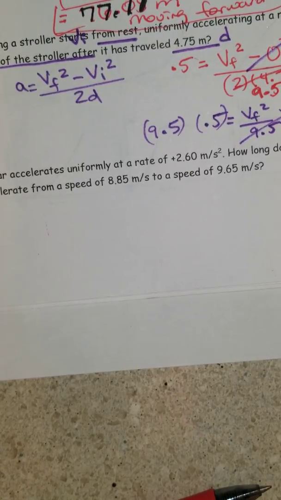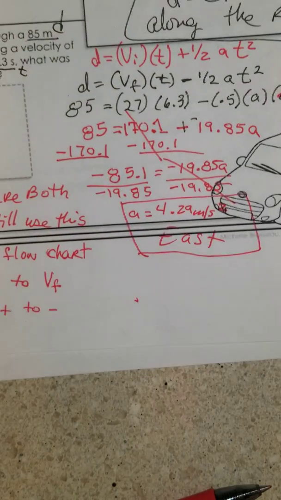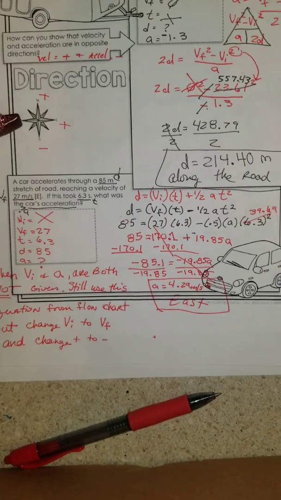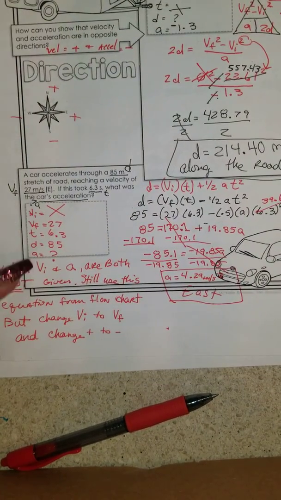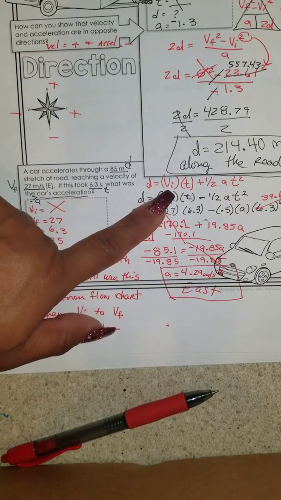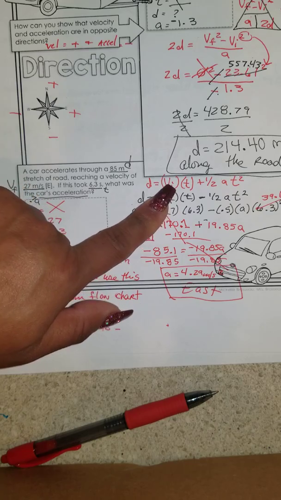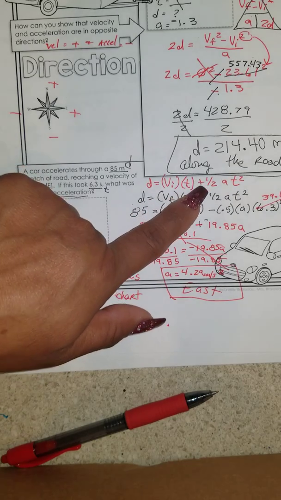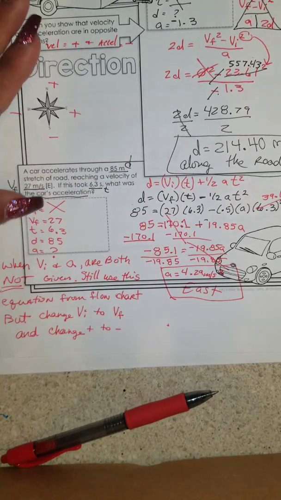You do not have to memorize the equations. They are on there. The only one that you kind of have to memorize, it's rare to see this, but just in case, if this is the equation you're going to use and they gave you a VF instead of a VI, change the VI to the VF, change the addition to a subtraction, and then you're good to go.